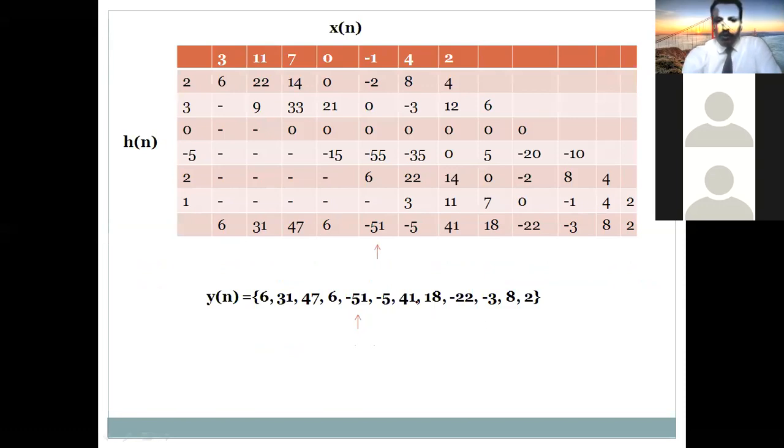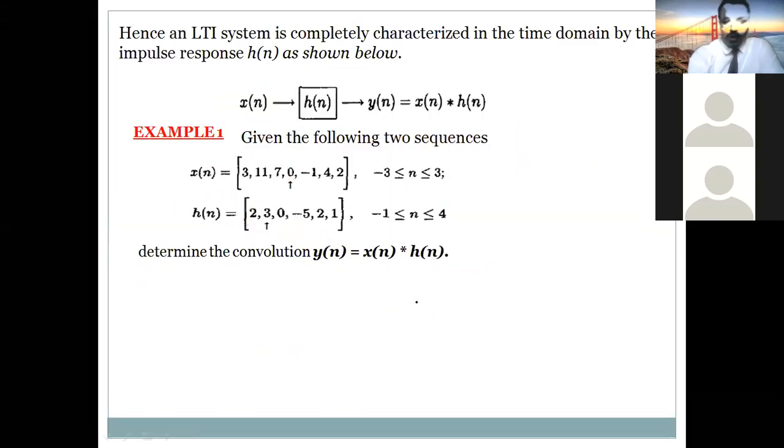To determine that, we have to go to our input. This is our input. The arrow is here, right? You see the arrow? The arrow for input is here. So how many samples to the left? 3. Okay. For impulse response, here is the arrow, right?